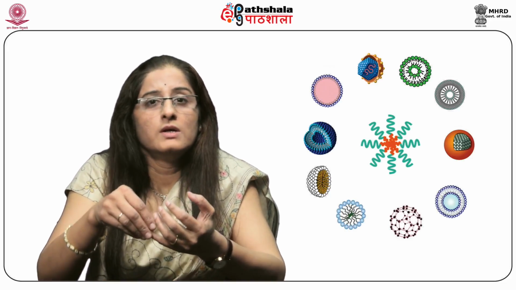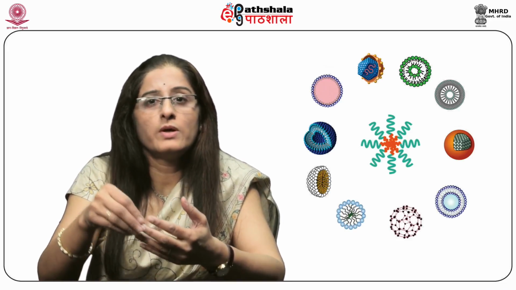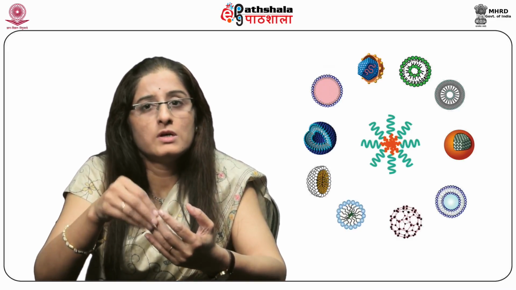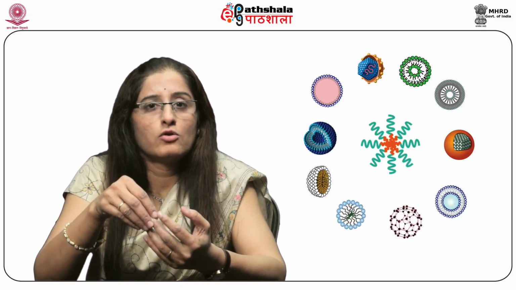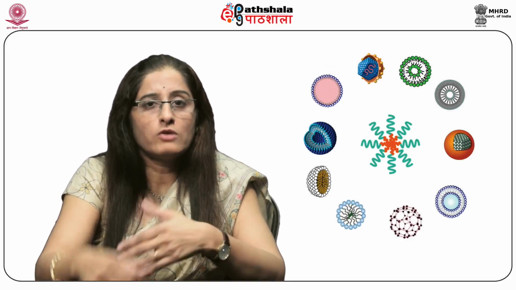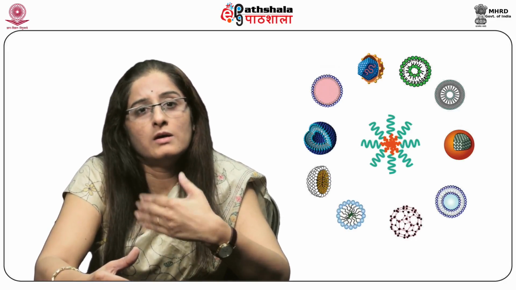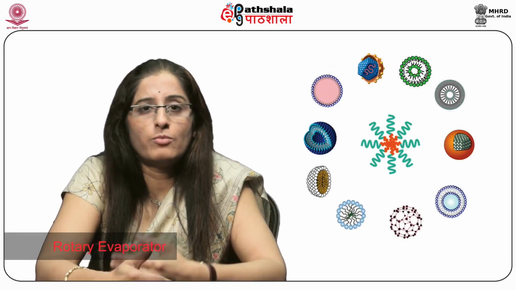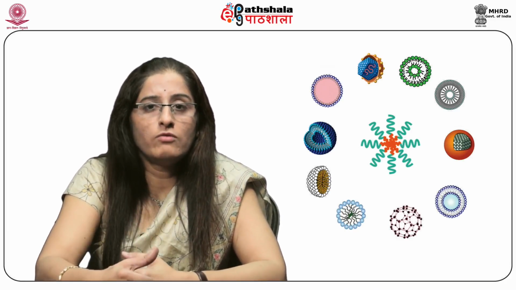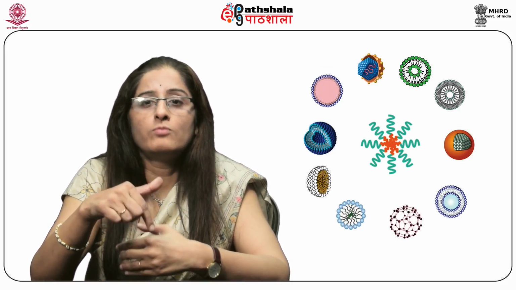In the first step, the lipid is dissolved in suitable organic solvent to prepare a lipid solution. The organic solvent used is usually ether, chloroform or a mixture of chloroform and methanol. The solvent is then removed by evaporation of the solvent by using rotary evaporator. This results in the formation of very thin layer of lipid on the sides of round bottom flask.